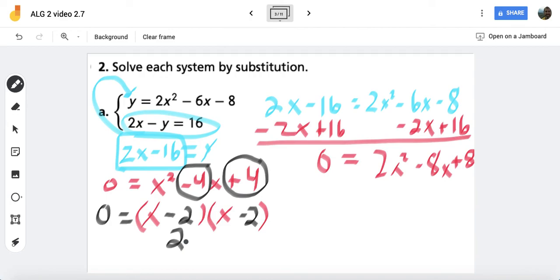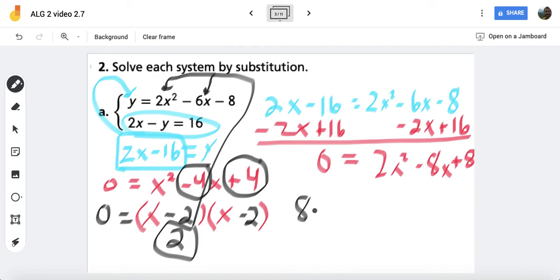Okay, now I need to find the y value. So I'm going to plug the 2, and they plugged it into the linear last time, I'm going to plug it into the quadratic. I'm going to plug a 2 in here, and in here, and see what I end up with. To save time, I'm going to do this a little quicker. 2 times 2 squared. 2 squared is 4. 4 times 2 is 8. 8 minus 6 times 2 is 12. Minus another 8. So I have 8 minus 20 is negative 12.